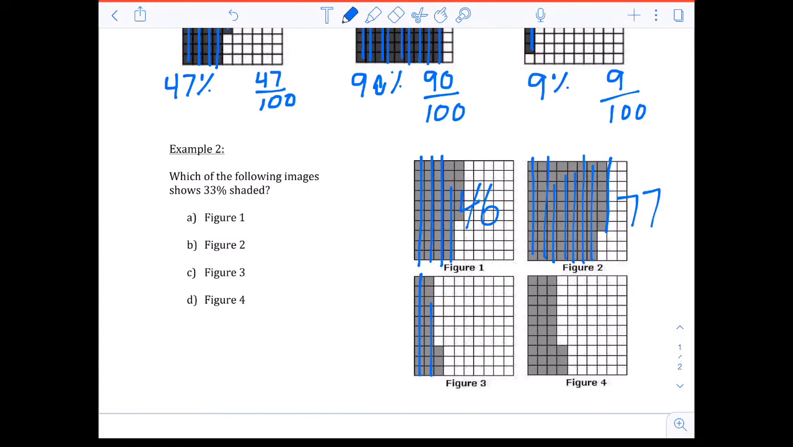10, 23, 23, not quite 33, and the last one, 10, 20, 30, and 3. 33 for this one. So figure 4 is the one that has 33%.